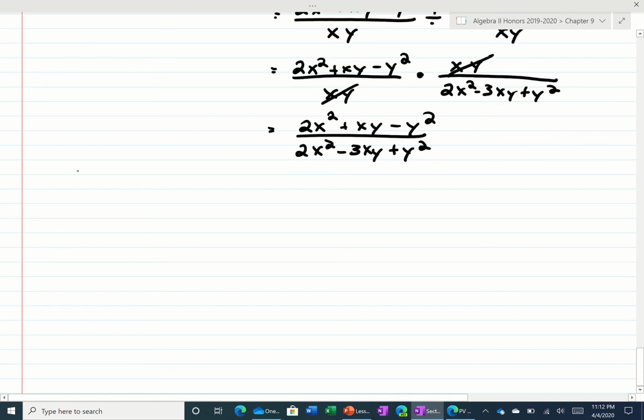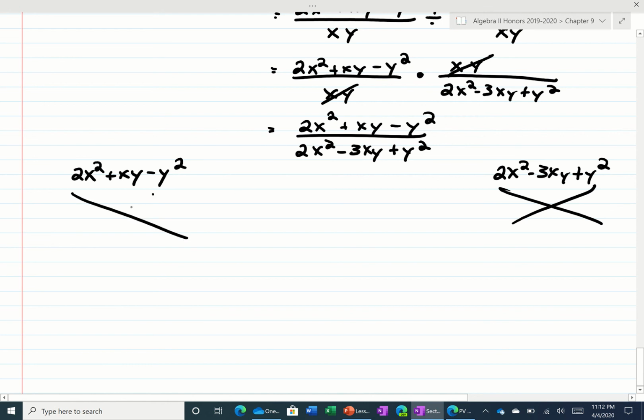But we do have trinomials. 2x squared plus xy minus y squared is actually going to factor. And same thing with the bottom, 2x squared minus 3xy plus y squared. That factors too. Really, they're both just trinomials. What multiplies to be negative 2 and adds up to be 1? Well, that would be positive 2 and negative 1.